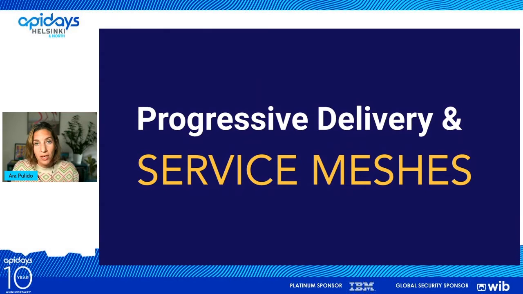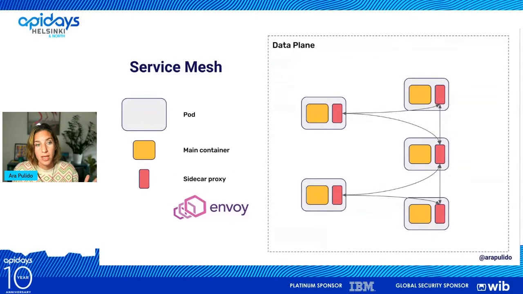So progressive delivery and service meshes: why are these two terms so connected together? If you try to Google, for example, how to do canary deployments in Kubernetes, you're probably going to get a lot of responses talking about using a service mesh one way or another. Why is that? So let's recall quickly what a service mesh is.